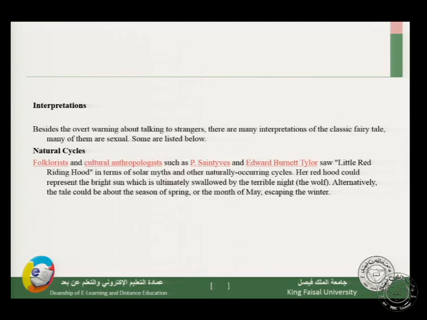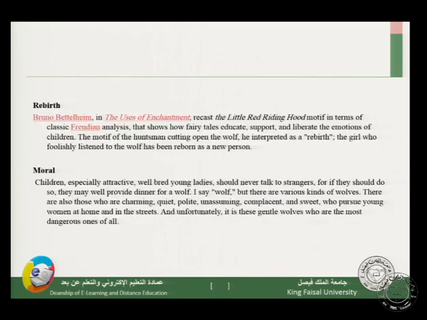Here, her red hood could represent the bright sun, which is ultimately swallowed by the terrible night, the wolf. That is the natural cycle. Alternatively, the tale could be about the season of spring, or the month of May, escaping the winter. Then we have also the idea of rebirth.